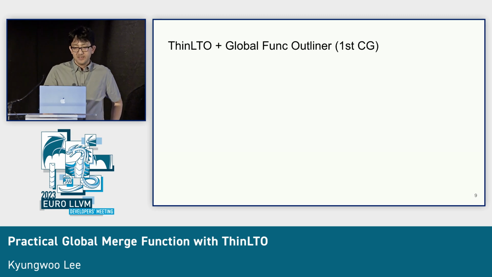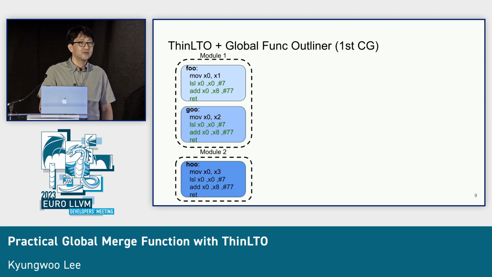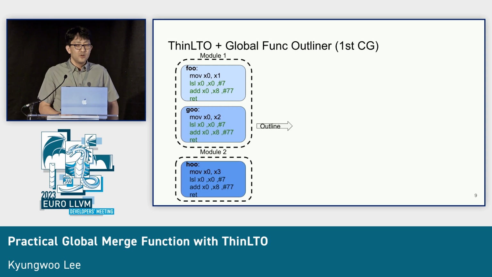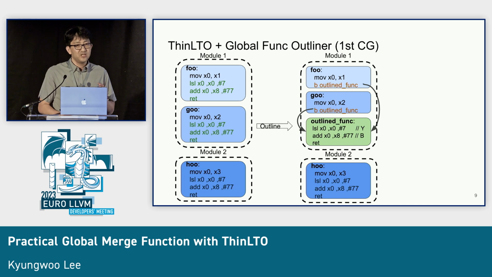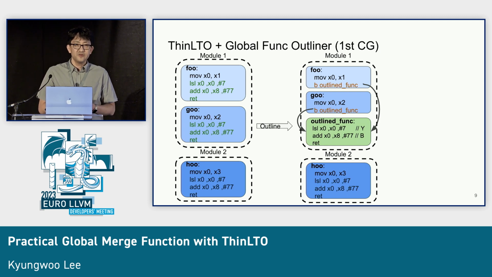So let me give you a more concrete example. Let's say we have two functions defined in module 1 and another similar function defined in module 2. They look very similar. If we outline them, we are only able to outline within module 1 because they are repetitive there, but in module 2 there is only a single instance. As a result of outlining, we compute the stable hash for the outlined function, in this case Y and B, for instance. And then we publish such a sequence into the global prefix tree.